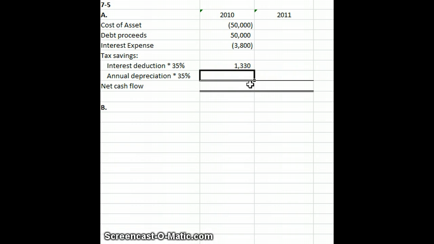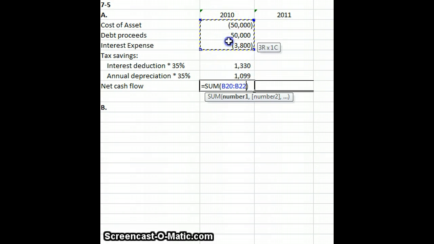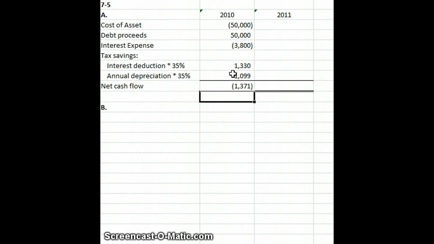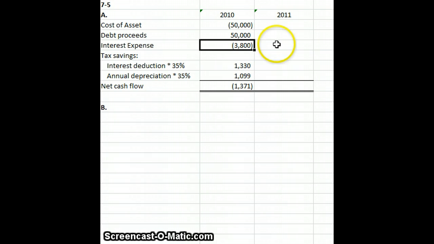I also have my depreciation tax savings. So again, I'm going to have my depreciation of $3,140 times 0.35, so that's $1,099. My net cash flow, if I sum all this up from the top on down, is I'm going to have a cash outflow of $1,371 because we had the interest expense that we actually paid, cash interest expense of $3,800. So my net cash outflow is $1,371.